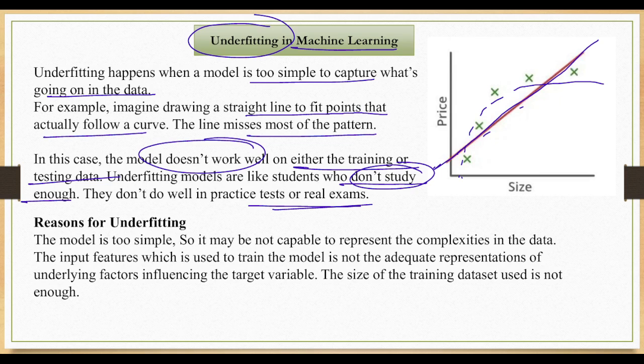And what is the reason for underfitting? The model is too simple, so it may not be capable of representing the complexity in the data. The input features used to train the model are not an adequate representation of the underlying factors influencing the target variable, and the size of the training data used is not enough. So training data may also not be enough to get the right pattern, and the input features used in training the model are not an adequate representation.